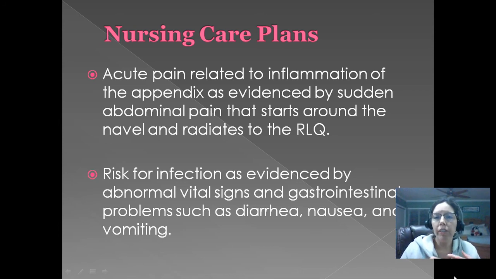There are several nursing care plans that can apply to appendicitis. I've only included 2 here, which are acute pain related to inflammation of the appendix, as evidenced by sudden abdominal pain that starts around the navel and radiates to the right lower quadrant, and also risk for infection, which is evidenced by abnormal vital signs and gastrointestinal problems such as diarrhea, nausea, and vomiting. But there are many others that you can use as well.